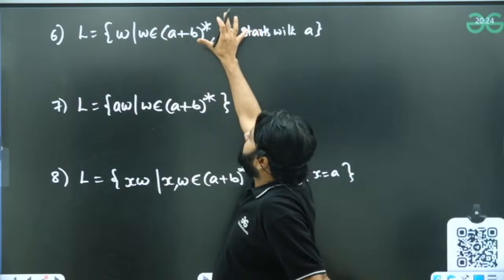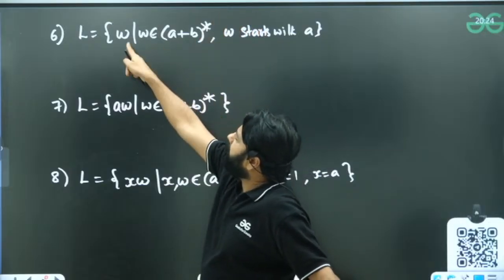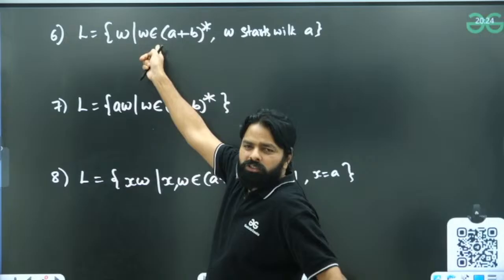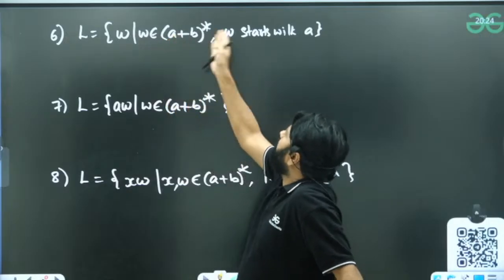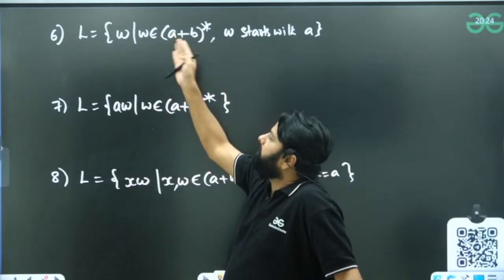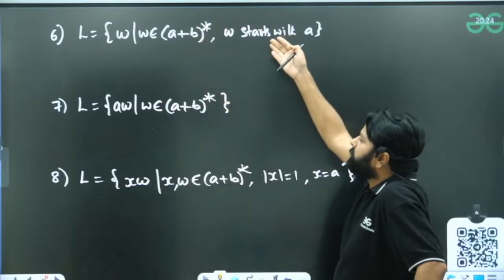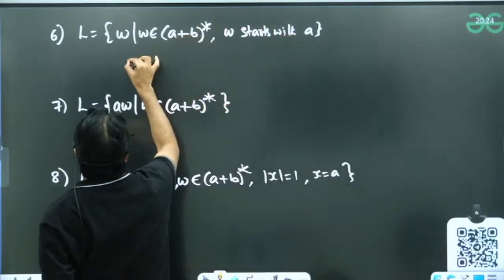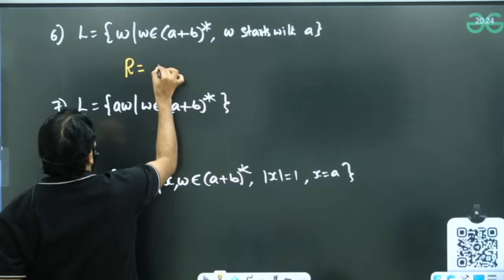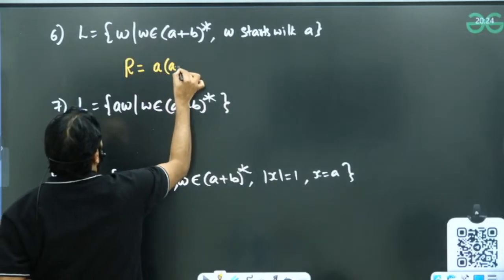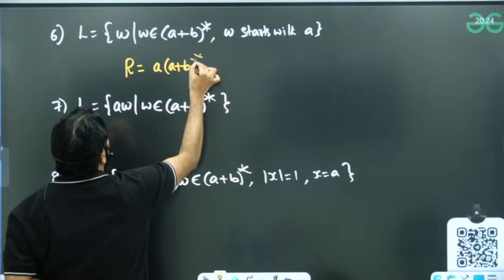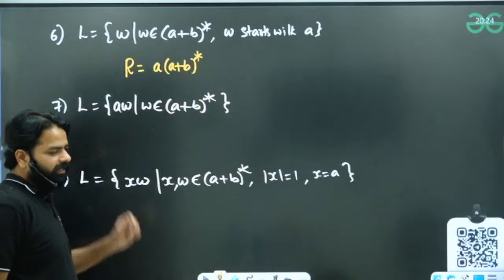So what is the condition? Collect all the w's who are in a plus b whole star and they are starting with a. So understand which are the strings starting with a. You can write a regular expression a followed by a plus b whole star. And this gives you every string which starts with a.